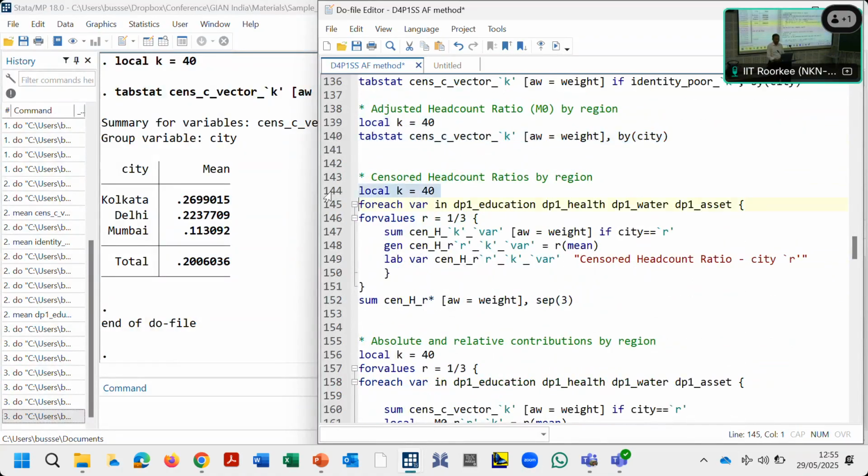Similarly, you can do censored headcount ratios. Here, again, I'm doing a double loop. The first loop, I'm saying for each variable, because we have to do the censored headcount ratio for each indicator, then for each region. For each variable, you have education, health, water, and asset. Then I'm saying for values equal to 1, 2, 3.